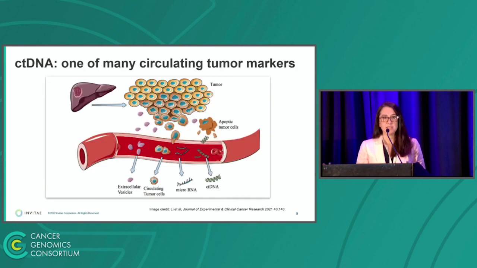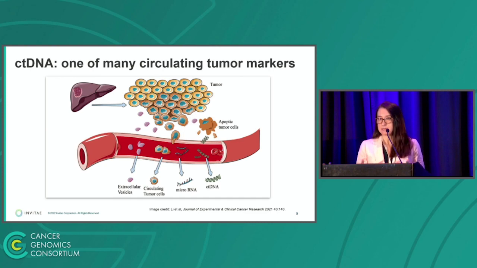So ctDNA is actually one of many tumor markers floating around in the blood. And another one that you hear a lot about recently are circulating tumor cells. That sounds very similar, but these are two different entities and similar but different uses and assays. Circulating tumor DNA can also be pulled out of other fluids like urine, cerebrospinal fluid. There's a lot of cool uses for it.